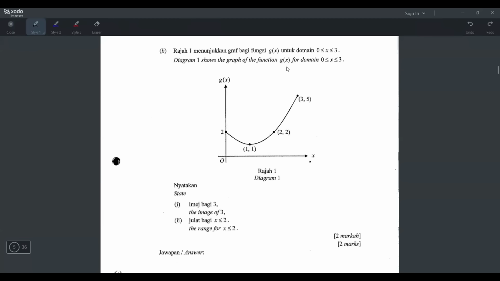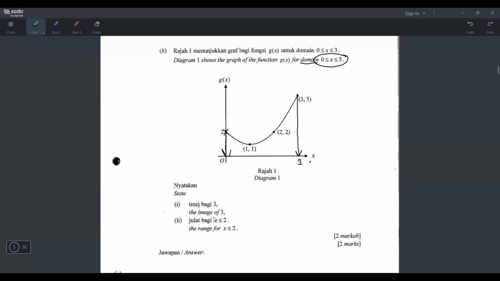Diagram 1 shows graph of function g(x) for the domain x in between 0 and 3. So it means ini adalah dia punya restriction, dia punya domain. So the domain, it means they want the first point x coordinate to be 0 and the last point x coordinate to be 3. Okay, that's what it means, right? And when I say first point, last point, I'm referring to the paling kiri punya point and paling kanan punya point. The furthest left point and the furthest point to the right. Okay, so that's why the range here is 0 to 3.